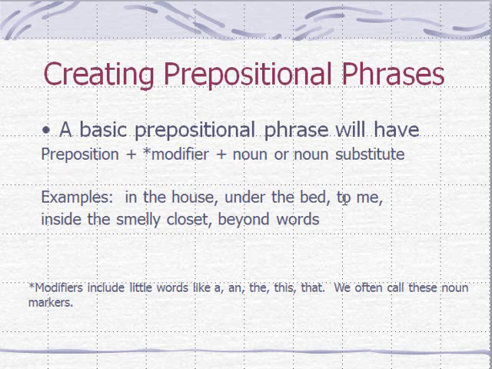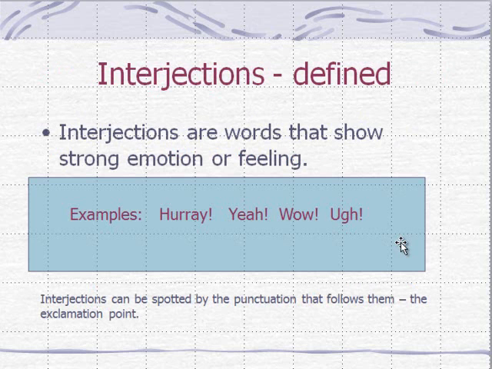So we have in the house, under the bed. Here's one where we have the preposition and a noun substitute. To me, inside the smelly closet, beyond words. But you can see how they're made up.